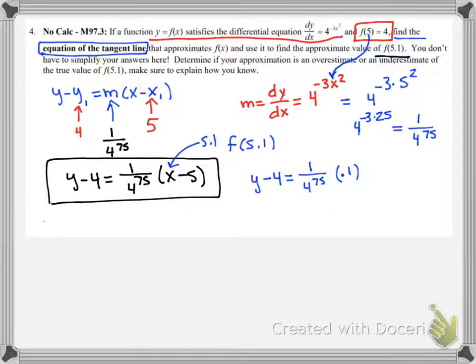And without a calculator, there's not much more I can do besides add 4 to both sides. My estimate of y is 0.1 divided by 4 to the 75th plus 4.